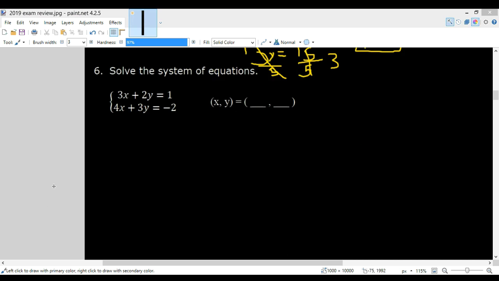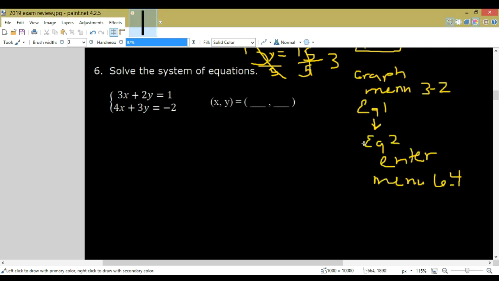Number 6, solve the system of equations. 3x plus 2y equals 1, and 4x plus 3y equals -2. So again, we could graph this on the calculator and find the intersection. We could put it to the graph, or we could put it to calculate and find our intersection. Or we could also use elimination to get either the x or the y canceled out.